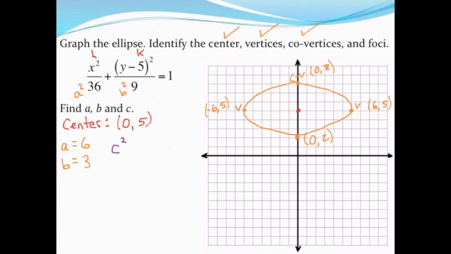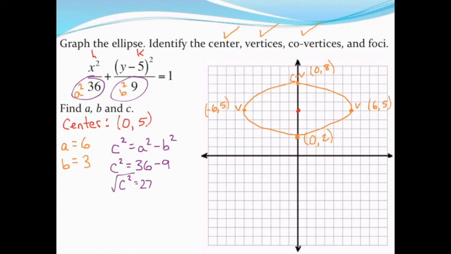So the equation we use is c squared equals a squared minus b squared. So let's go ahead and find that c value then. C squared, the a and the b squared are both at the top already. So a squared was 36, b squared was 9, so 36 minus 9. That gets me 27 when I subtract.